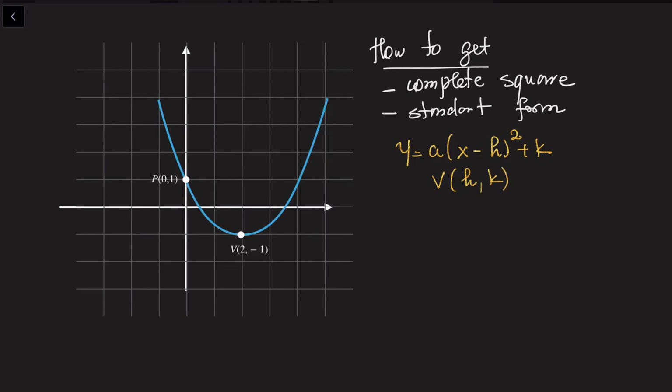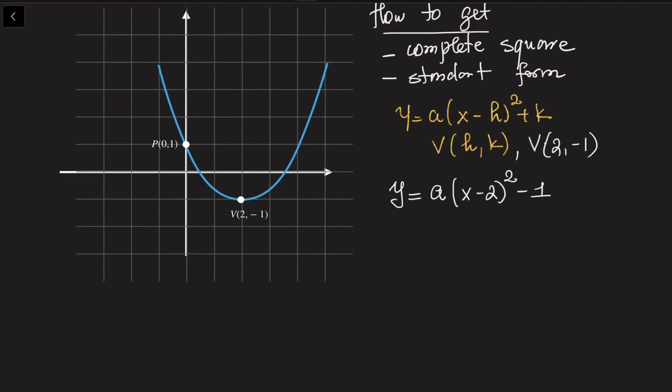Then from this vertex, since the vertex is given as (2, -1), I'm just going to substitute h equal to 2 and k equal to -1, and we can figure out that the equation of this parabola is going to be y = a(x - 2)^2 - 1, right?